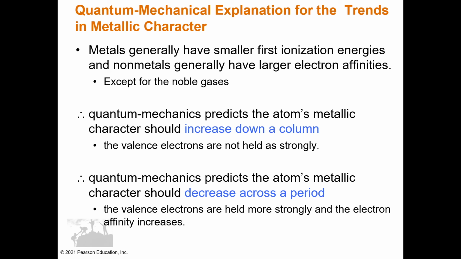The explanation for the trends using the quantum mechanical model was already mentioned in regards to going down the column. The valence electrons aren't held as strongly because they are so far away from the nucleus. And then going across the period, it's the same idea. Valence electrons are held more strongly because of the Z effective and the electron affinity. They increase going from left to right. So it's really hard for those electrons to be removed and move throughout the metal.